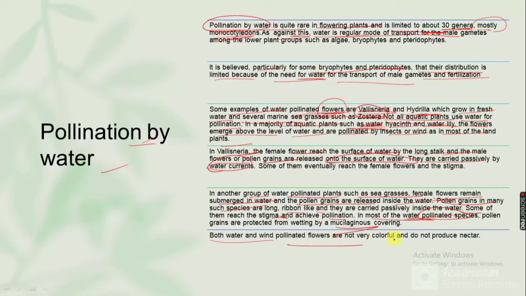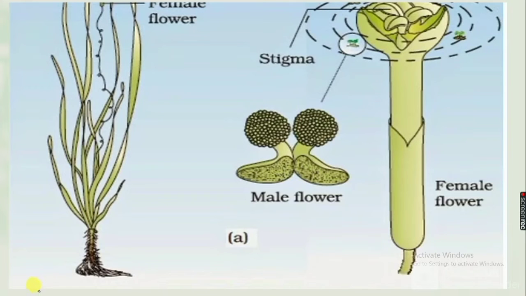Both water and wind pollinated flowers are not colorful and do not produce nectar because they are pollinated either by water or wind. But if they are pollinated by insects, they may be colorful.